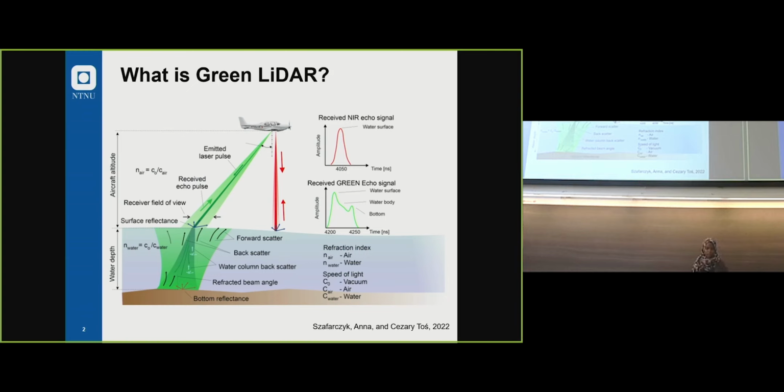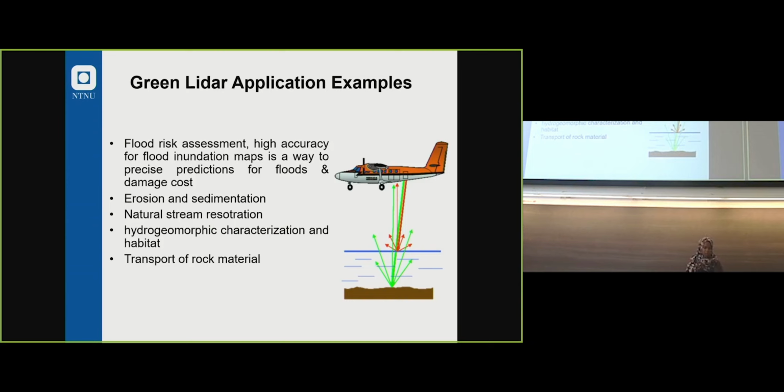These returns, or pulses, are recorded and captured, and they go through analysis and then through a classification system. Overall, we will have multiple reflectances from the water body, so we can have a class, for example, for the water surface and then for the bathymetry. So these are general applications for the green LiDAR.